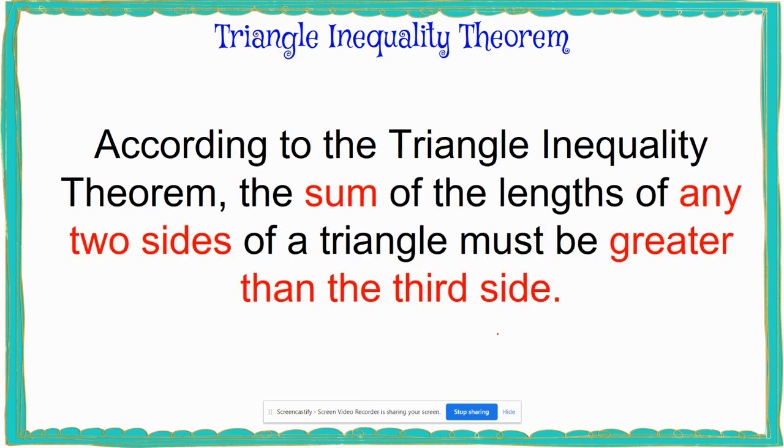So that leads us to the triangle inequality theorem. And you need to make sure that you write this down. According to the triangle inequality theorem, the sum of the lengths of any two sides of a triangle must be greater than the third side. So what that means is when you add two side lengths of a triangle, they have to add up to be greater than that third side every time. And you should be able to do that with all sides.